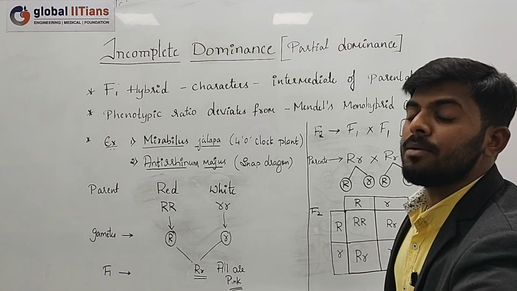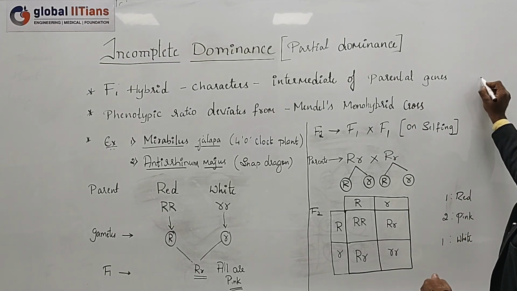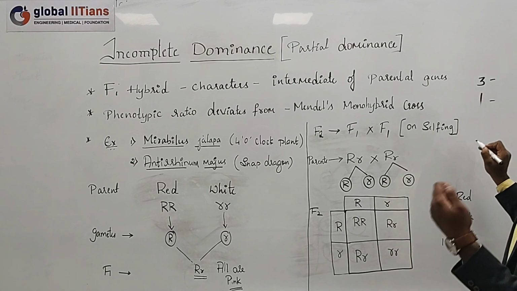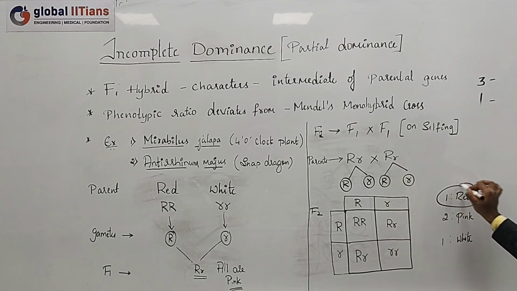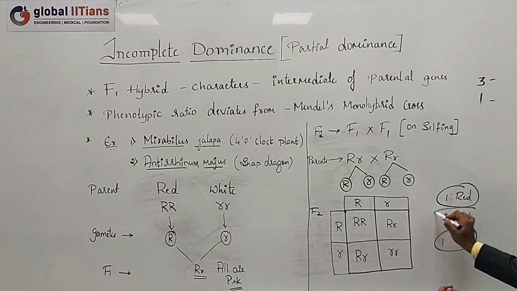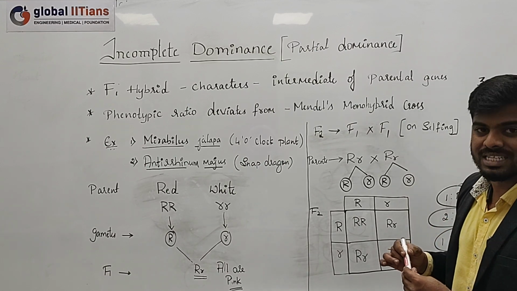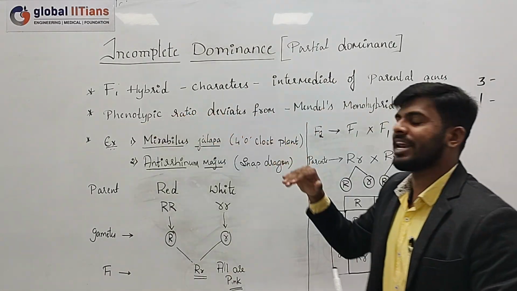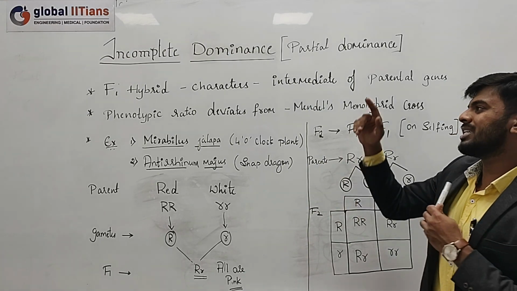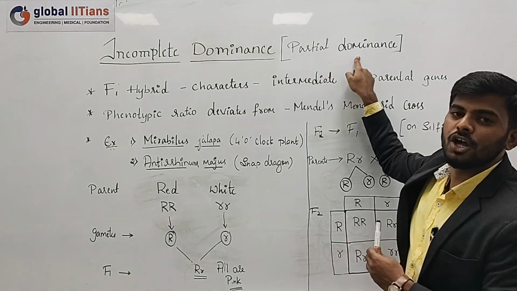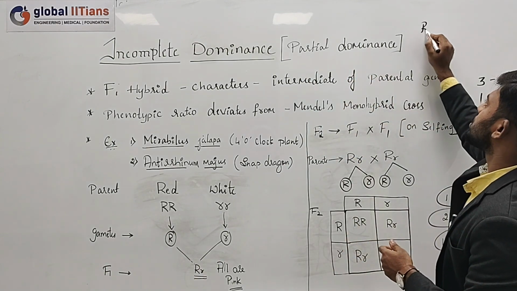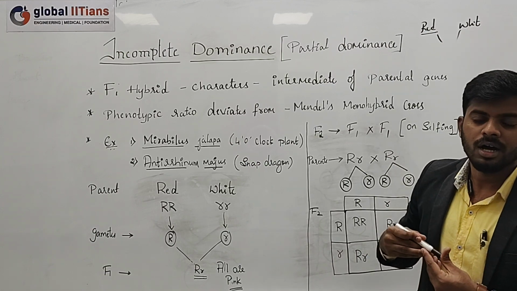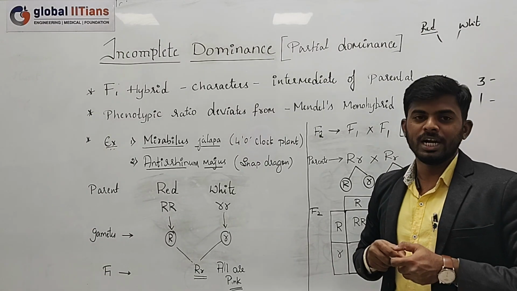But if you remember the monohybrid cross, there we used to get three dominant characters and one recessive. But here we are getting one dominant, one recessive, and the two intermediate flowers are the same. So this is what a ratio deviation is, that is, the phenotypic ratio is deviating here. This is also called partial dominance. See here, the two alleles responsible for red and white are partially involved over here. That's why we call it partial dominance.